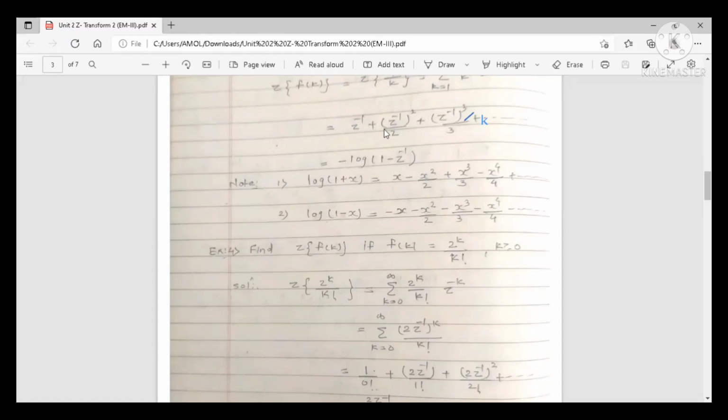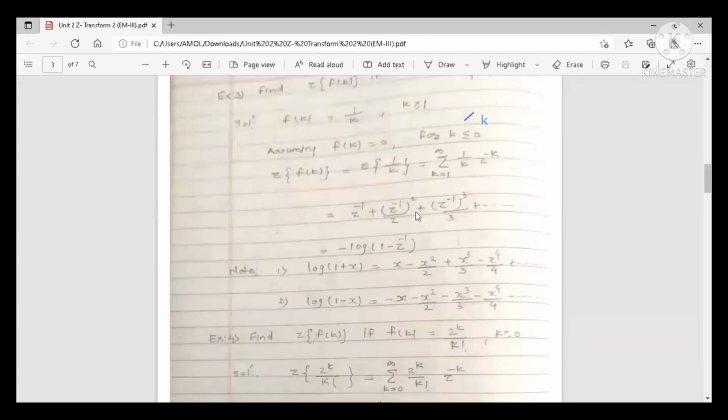z raised to minus 1 plus (z raised to minus 1) whole square upon 2 plus (z raised to minus 1) whole cube upon 3 and so on. So in place of x, the term is here z raised to minus 1. And all the terms are positive, so you take the minus sign common, and the remaining term is nothing but log of 1 minus z raised to minus 1.